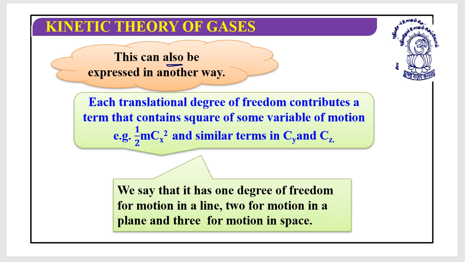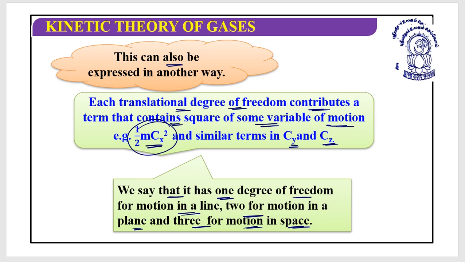This could also be considered in another way: each translational degree of freedom contributes a term that contains the square of some variable of motion. That would be half m v square that we have already discussed. They have represented it as c x square, and similar terms for c y and c z. So we can say that there is 1 degree of freedom for motion in a line, 2 degrees of freedom for motion in a plane, and 3 degrees of freedom for motion in space.